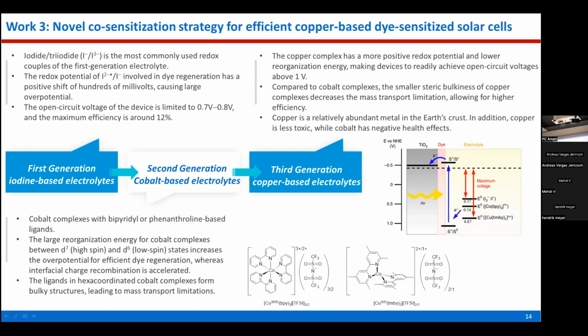But for the third generation, the copper complex, you can see that it has a more positive redox potential. Also, its reorganization energy is much lower than these two. So it's easy to achieve an open circuit voltage of 1 volt. So in recent years, I have mainly focused on this copper-based solar cell.